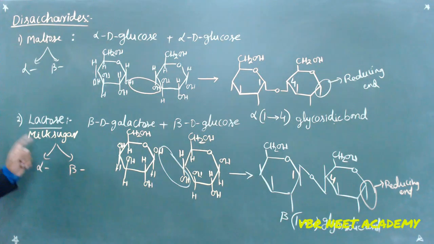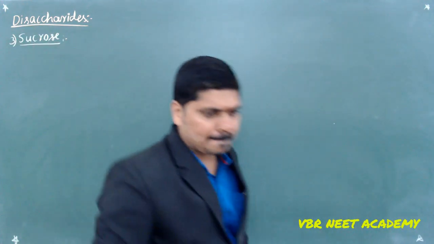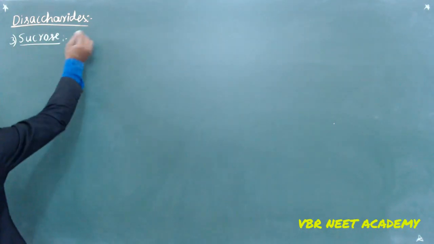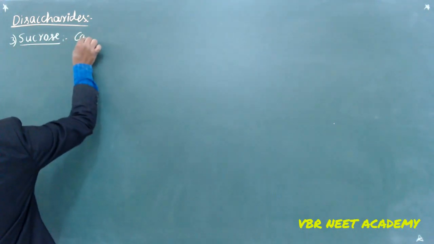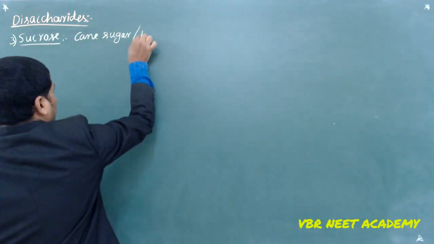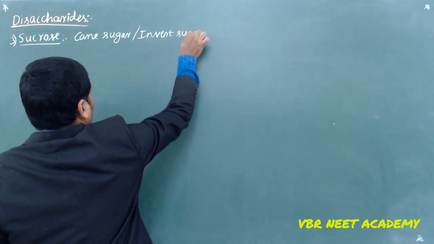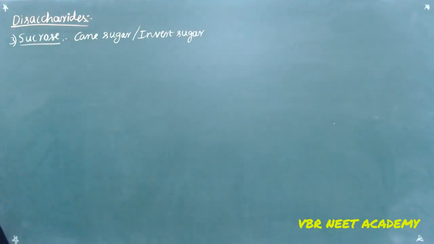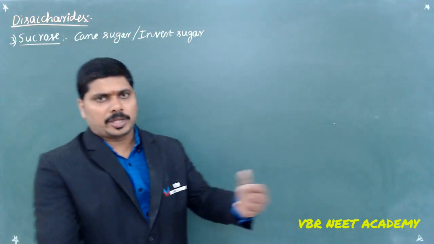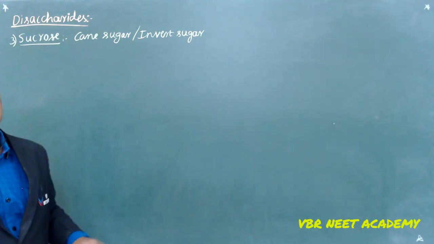And one more important disaccharide we are having is sucrose, which we are going to discuss. The next one is going to be sucrose. Sucrose is also called cane sugar, also called invert sugar. No need to explain why it is called cane sugar. Why is it called cane sugar? It is present in sugar cane. That's why it is called cane sugar. Whereas invert sugar, we'll discuss after discussing the structure.